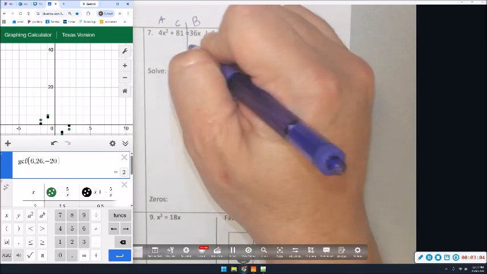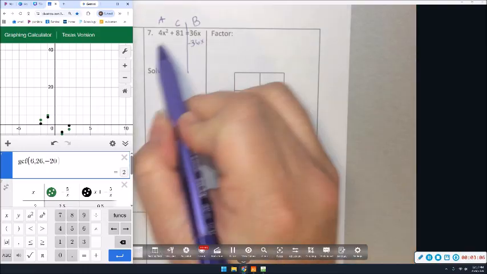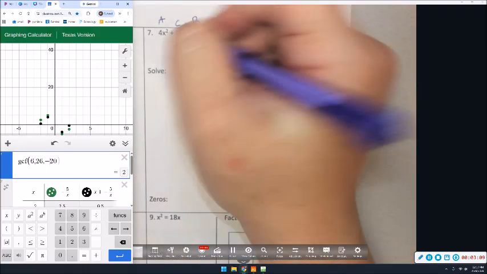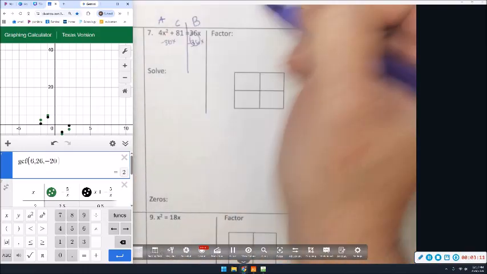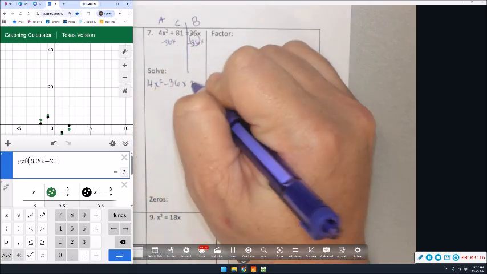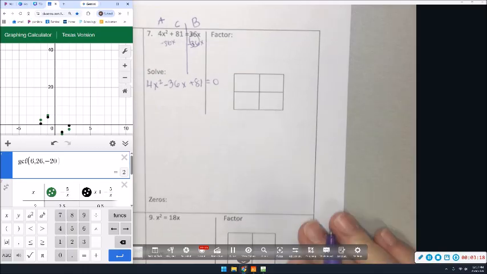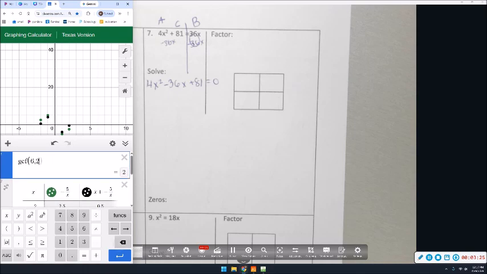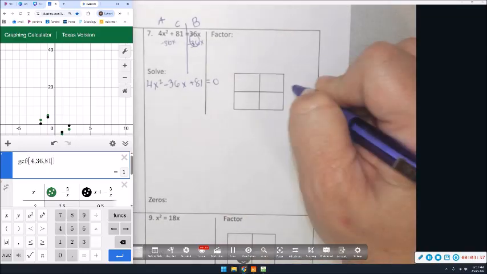Okay, so we're going to minus 36x on both sides. But where do I want it to go? In between. In the middle. So I get 4x squared minus 36x plus 81 equals 0. And then we factor. What do I have to do first? Check for a GCF. Especially when you have big numbers, 4, comma, 36, comma, 81. Do I have a GCF other than 1? No. So do I need to divide? No. Okay, so now we're going to go straight into factoring.